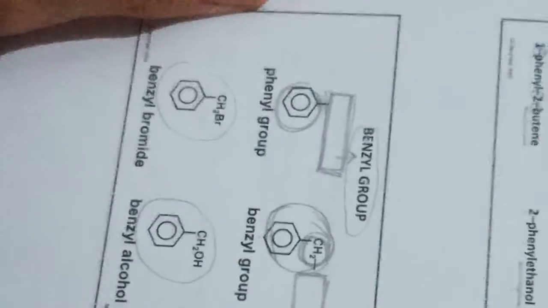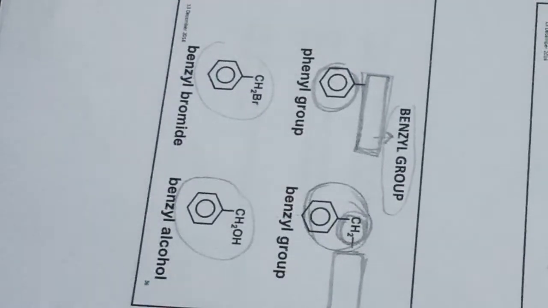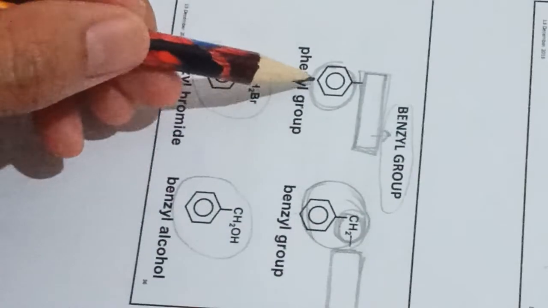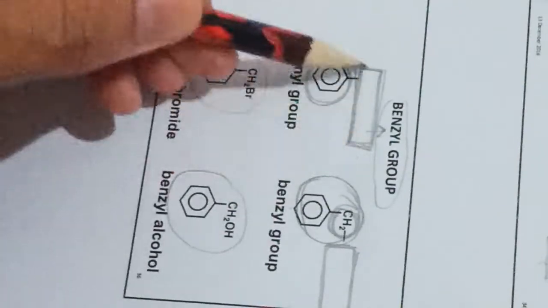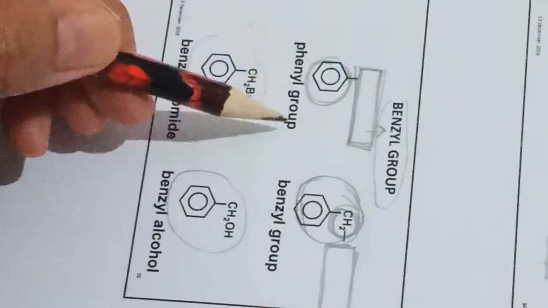Okay, and lastly, I just want to show you the benzyl group. Just now we talked about the phenyl group, which is when benzene becomes a substituent. It is attached to another carbon chain. Phenyl is when benzene becomes a substituent and attached to another carbon chain as the new parent. So this is the phenyl group.